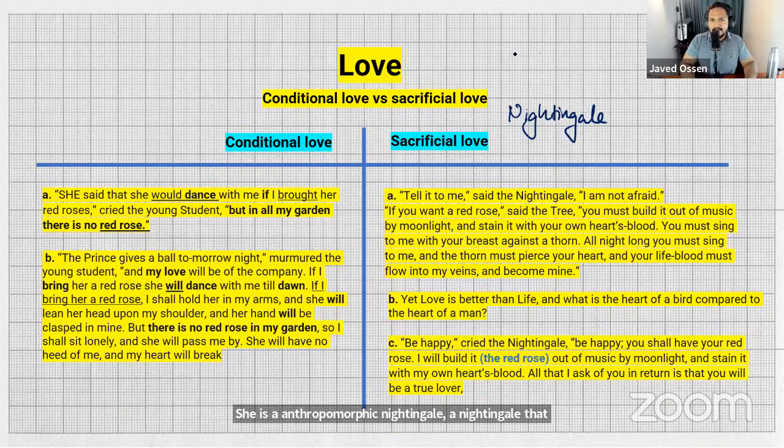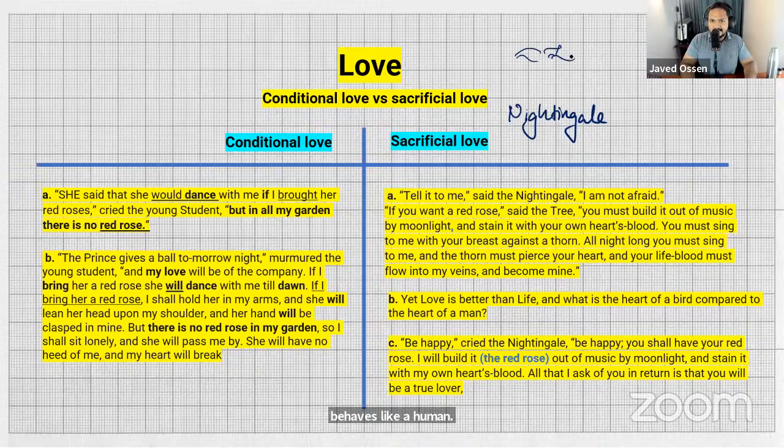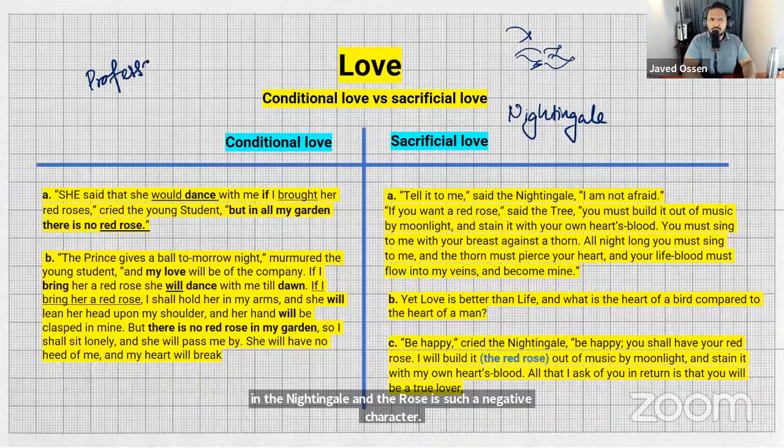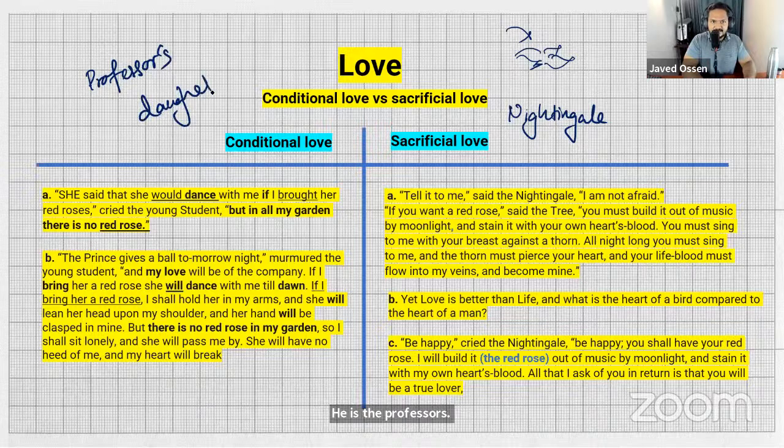What do you mean by a Nightingale? A Nightingale is an innocent garden bird, okay? Excuse my drawing, but the Nightingale is a very innocent garden bird. However, the professor's daughter in The Nightingale and the Rose is such a negative character. She is the professor's daughter. The professor's daughter is a negative character.